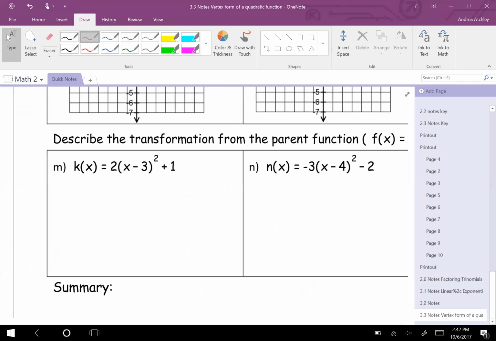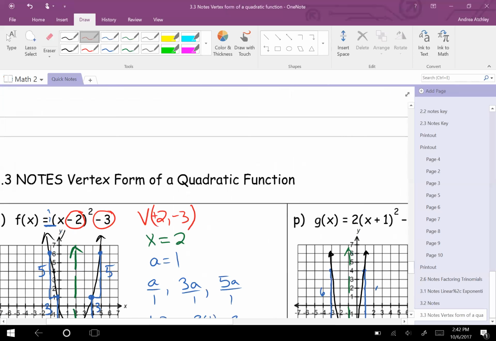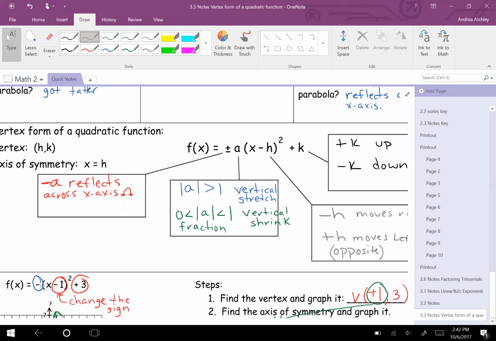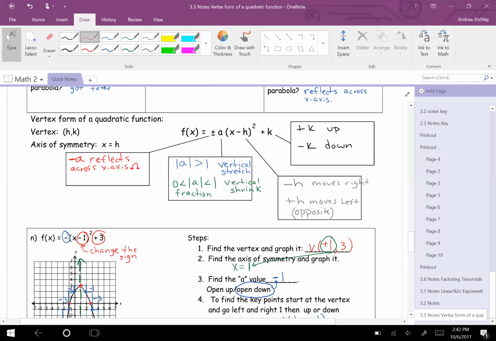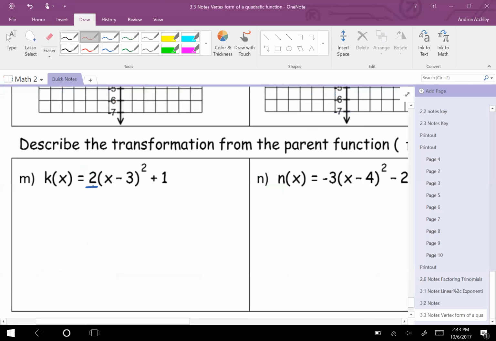Also in your homework, you guys are going to be asked to describe the transformations. So those transformations came from all of this. Okay, the reflections, the stretch, the shrink, the up, down, and right and left. So that's all we're going to do here, describe those transformations that occurred. Can somebody tell me what that would do? It stretches it. The A value is greater than 1, so it's a stretch.